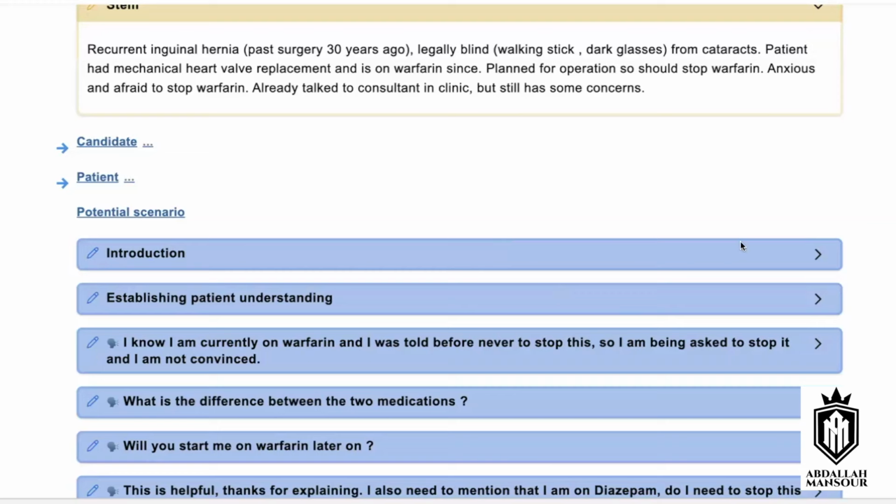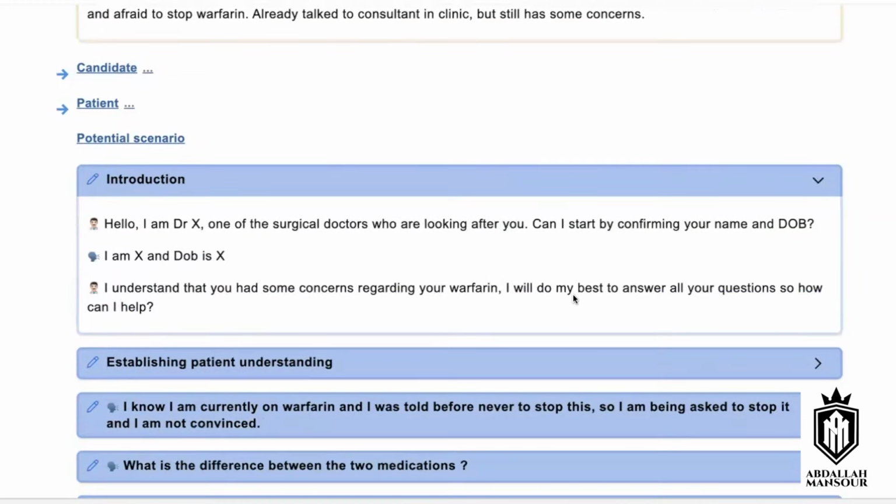Well, I know everything about my condition, really, doctor. I'm quite confident and uncomfortable with taking that medication. So I've been taking warfarin for years and years now because I have a mechanical valve that was inserted years ago. And I was told never to stop this medication, and if I ever do, I will be at a higher risk of having a stroke and maybe a blood clot as well. And I don't want to have that.